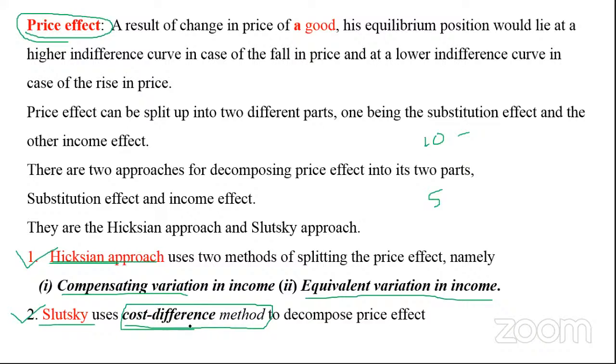This is also most important. The compensating variation income method approach will be used by Hicks to know the price effect on goods. Hicks uses the compensating variation method. The cost difference method is used by Slutsky. Slutsky uses the cost difference method to decompose the price effect on goods.